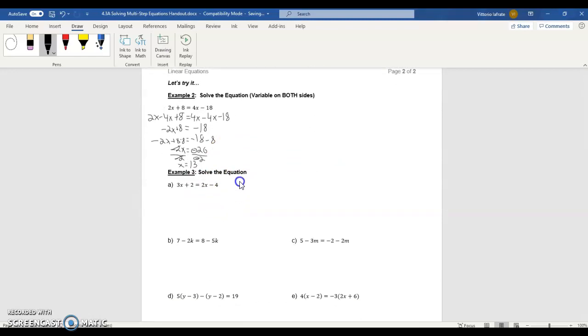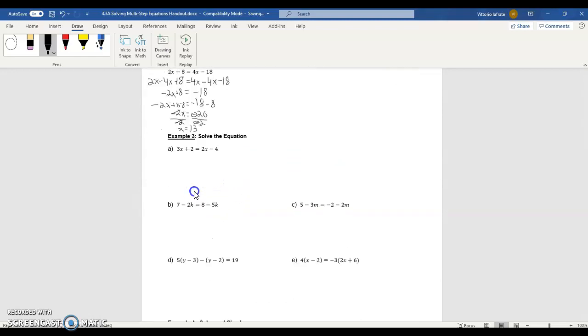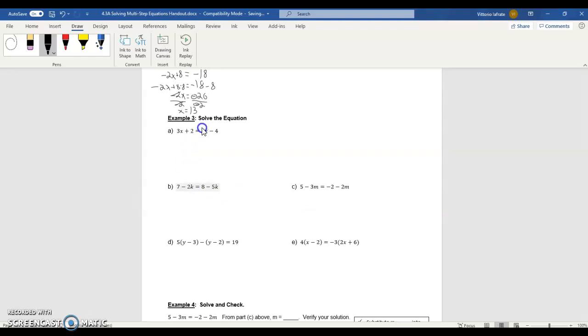So we'll try another example together. We'll do example 3a. So this time I'm going to collect all the variables on the right side. It doesn't really matter what side you choose, the answer will still come out to the same thing. I'm just going to show you a variation of this. So I'm going to get rid of the 3x from the left side and basically send it over to the right side. So to do that, I simply do 3x minus 3x plus 2 is equal to 2x.